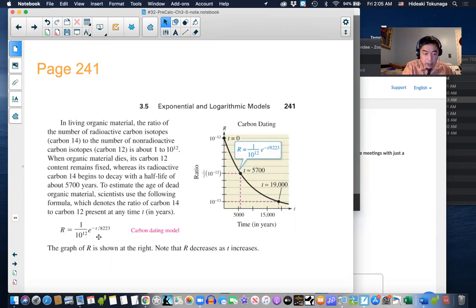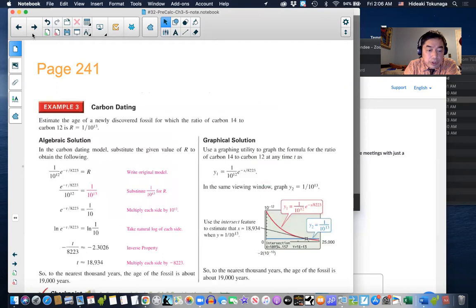The graph of R is shown at the right, which is this. R decreases as T increases; as time increases, R decreases. R is the, I think it said ratio, but it might be the weight of the isotope, maybe? I'm not sure. So this is one of the questions. I will cut and paste this, and we can compare to the answer key later.